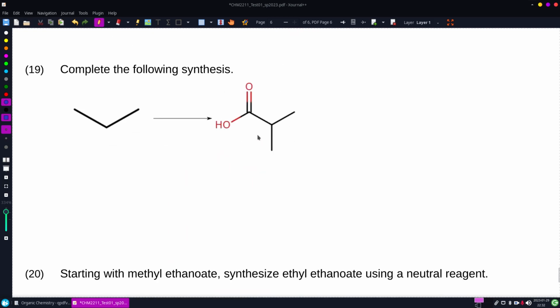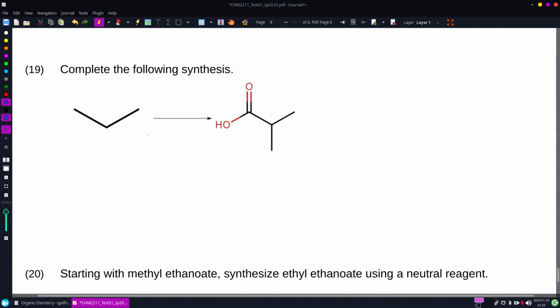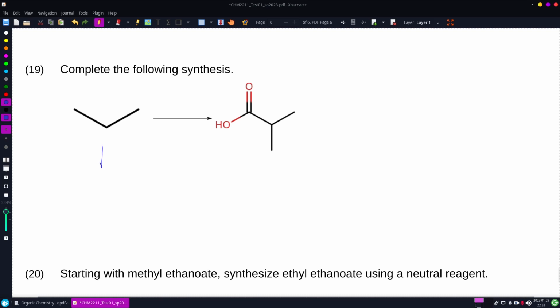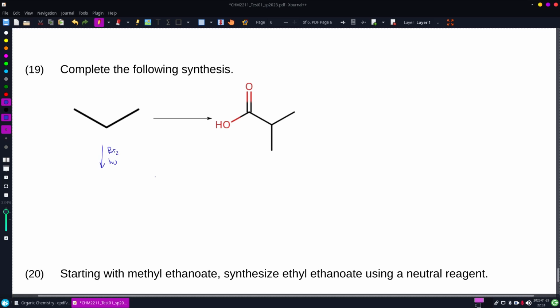Alright, number 19, complete the following synthesis. I have an alkane, so without even really looking at any other thought processes, I know I'm going to have to halogenate that. The biggest reason I know that is that's the only thing we can do to alkanes at this point. And I did choose bromine because I don't like multiple products, and chlorine would have given me the terminal locations as well as that secondary one. And yeah, this will work.